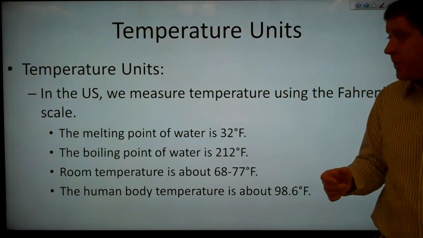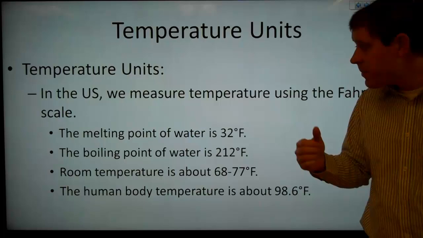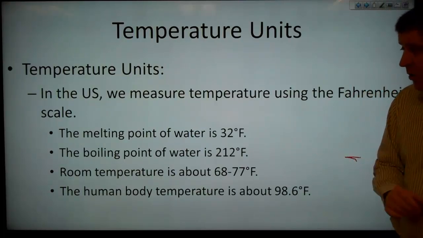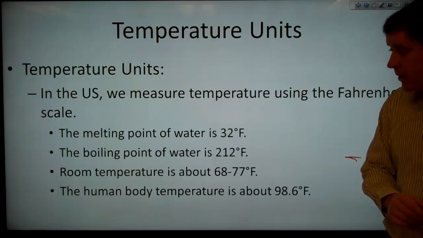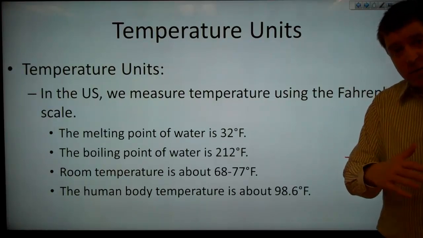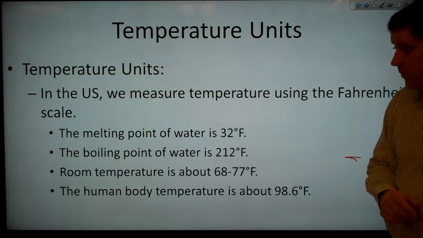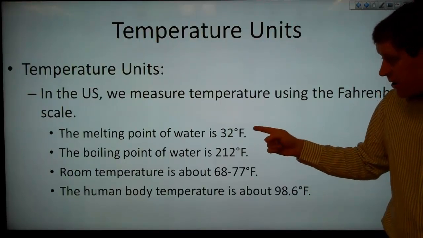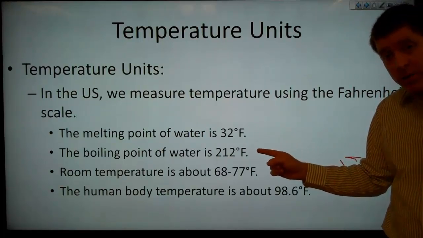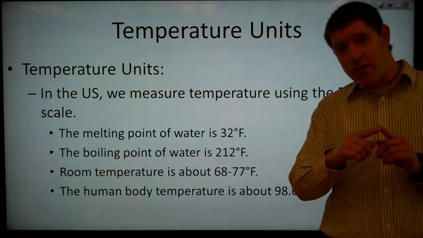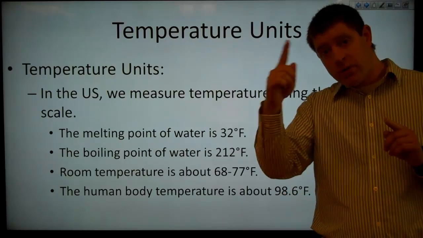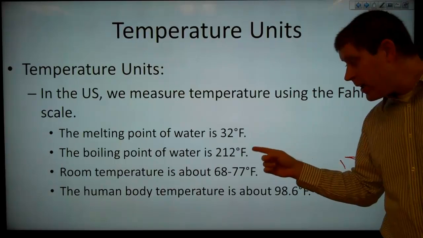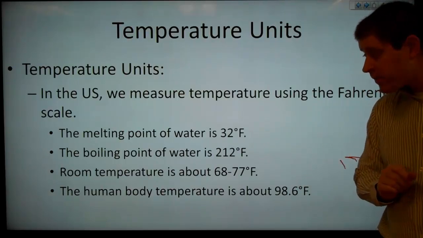So now let's look at temperature. In the United States, we generally measure temperature using the Fahrenheit scale, where the melting point of water is 32 degrees Fahrenheit. Note that the melting point and the freezing point are exactly the same. The boiling point of water is 212 degrees Fahrenheit. Note that these two are 180 degrees apart, just like if you have an angle that is really just a straight line, that's 180 degrees. So we have 180 degrees from freezing to boiling.